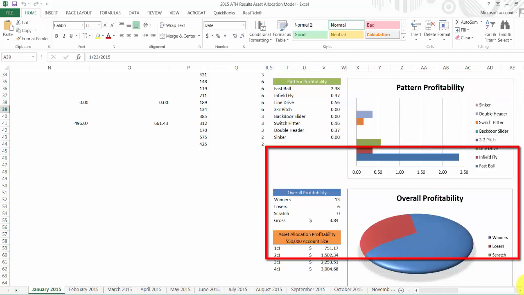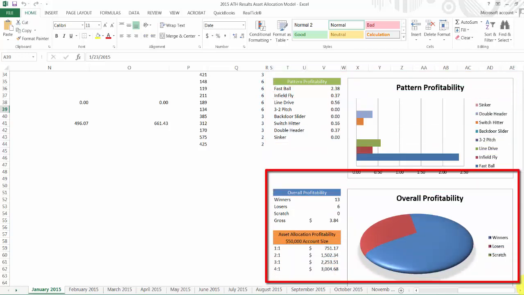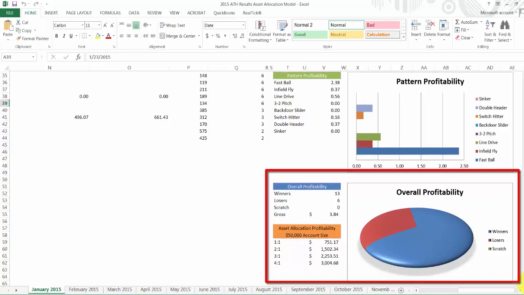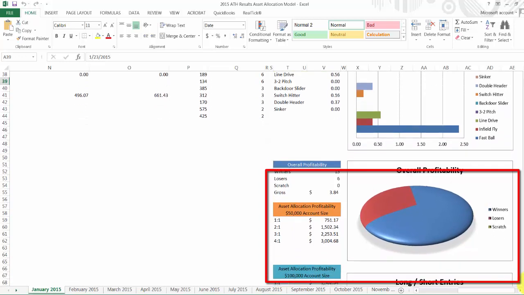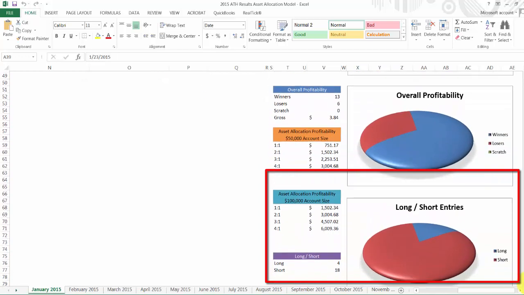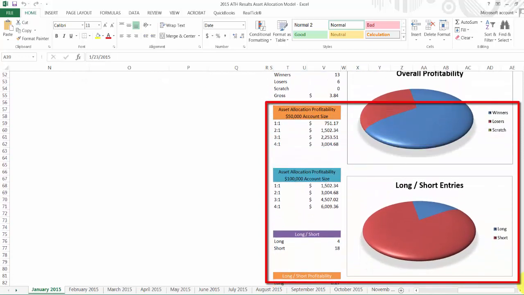We see that in January, we had 13 winners, 6 losers. We had a gross of 3.84 points per share, so $3.84 for every share traded. And if we go down and look at this asset allocation based on various account sizes, what we see is that we had a 6% gain in the month of January.